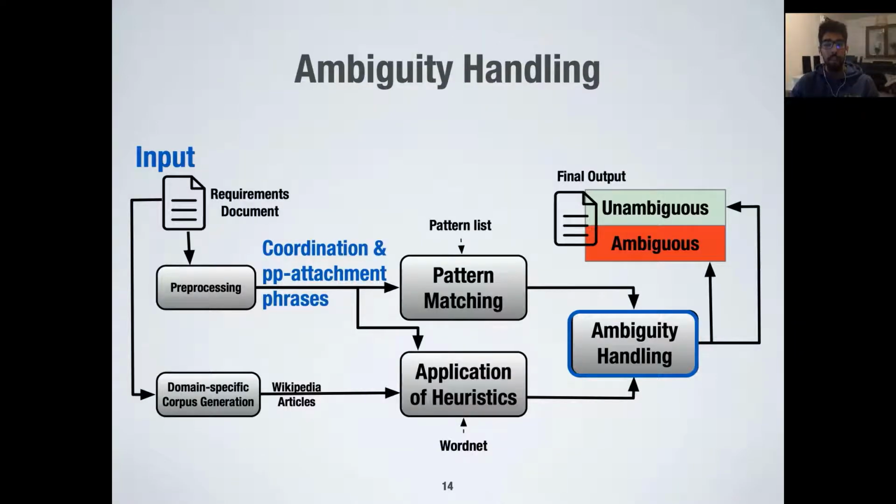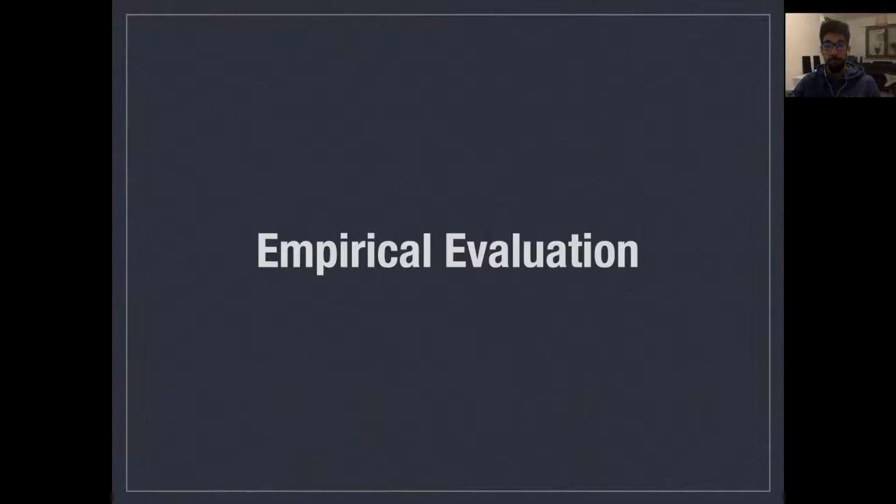The final decision of our approach is based on the results of pattern matching and application of heuristics. In the ambiguity handling step, a phrase is considered ambiguous if either it matches any of the patterns or cannot be interpreted by the heuristics. An unambiguous phrase is one that does not match any pattern and can be interpreted by the heuristics. Next, I'm going to discuss the research questions and the results of our empirical study.